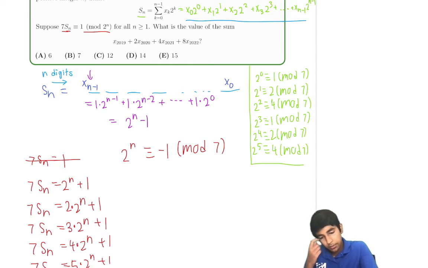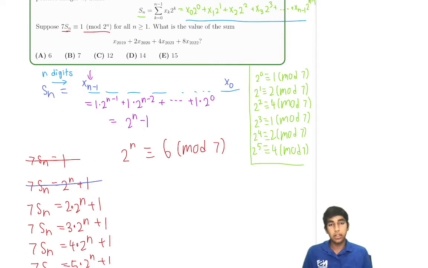But remember, negative 1 is just 6 mod 7. It's the same thing. Oh, but if it cycles 1, 2, 4, 1, 2, 4, it's never 6 mod 7. So that means this case is impossible. Boom. Doesn't work, because this will never be a multiple of 7.